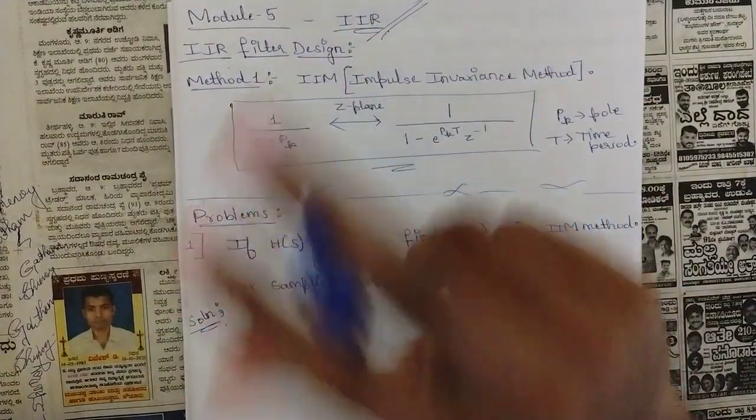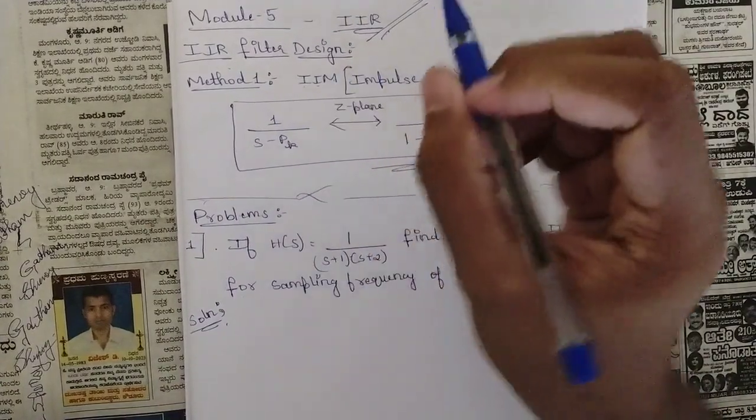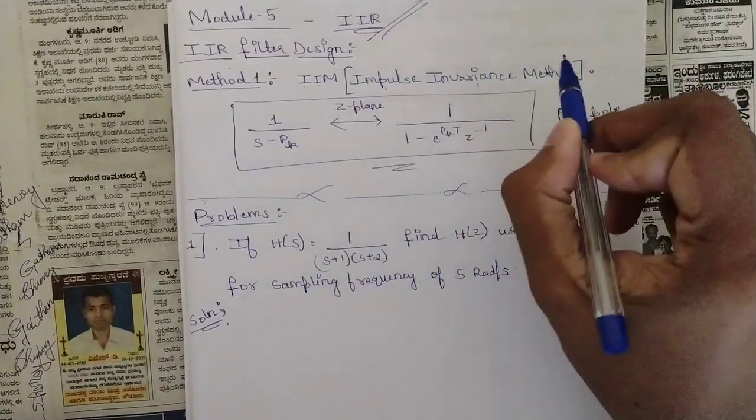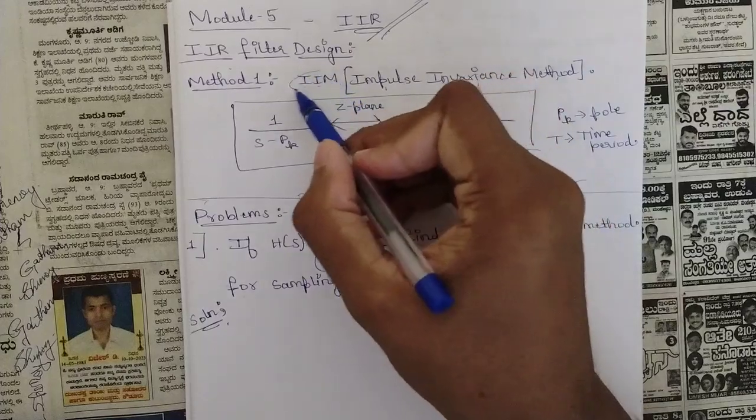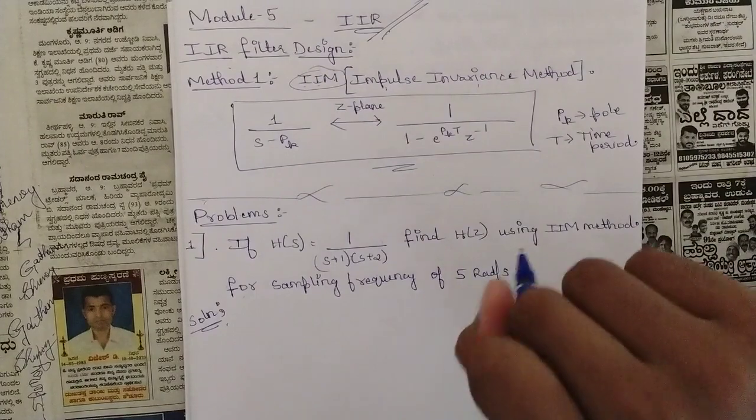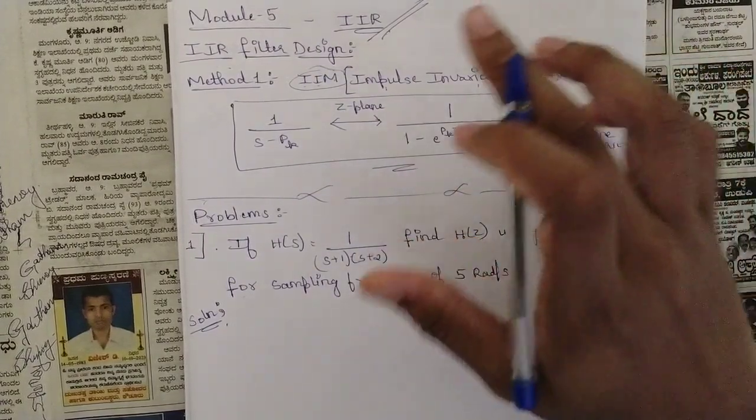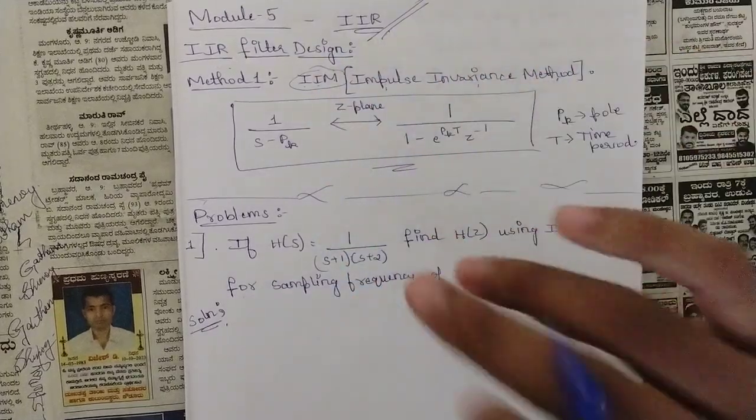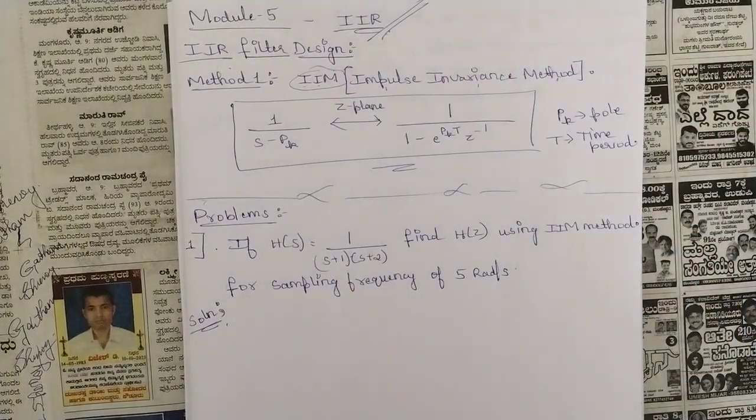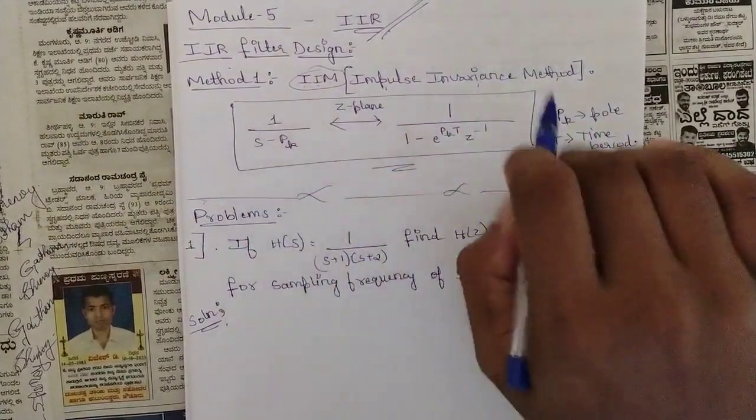Under that we have two methods. The first method is IIM, that is impulse invariance method. In the problem they would mention that you should solve using the IIM method. If they mention that for IIR filter design, whatever I'm solving here, like that only you should solve in the exam as well. Very easy. So this is the formula for the IIM method.